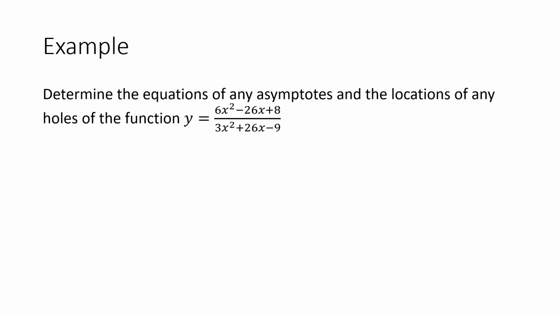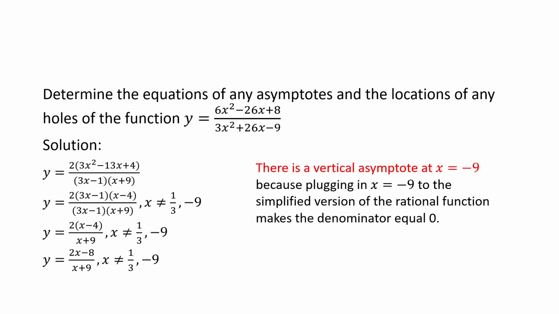All right, let's try this one. We got (6x² − 26x + 8) over (3x² + 26x − 9). What we can do is factor out the 2 and then factor the numerator, and we get to this step right here. Now, we recognize that we can cancel out the 3x − 1s, and we end up with the expression 2x − 8 over x + 9, after distributing the 2 in.